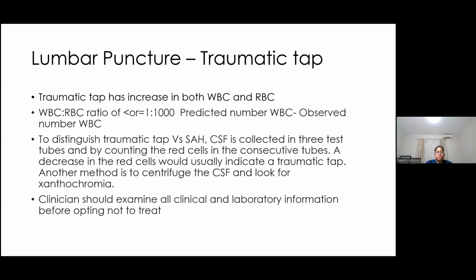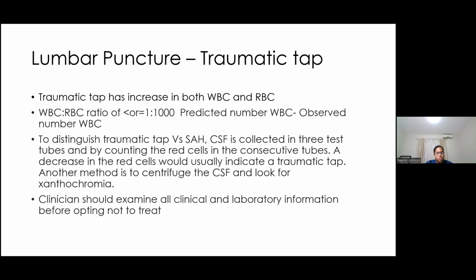Traumatic taps. Traumatic taps are where peripheral blood is introduced to the CSF during a lumbar puncture. With a traumatic tap, you see an increase in both white blood cells and red blood cells. There are multiple methods that people have used to differentiate a traumatic tap from an infectious source. Most widely used is a white blood cell to red blood cell ratio of less than 1 to 1,000. So basically, you get the predicted number of white cells and subtract it from the observed number of white cells. If there's an excessive number, we can likely think it's an infectious source versus a traumatic tap.